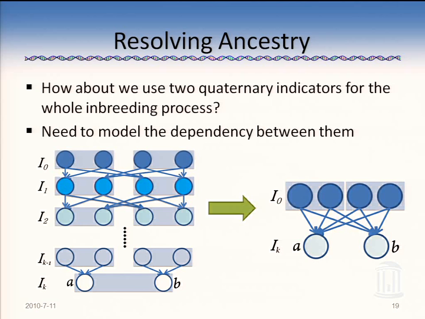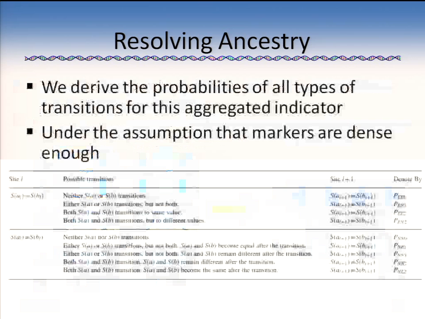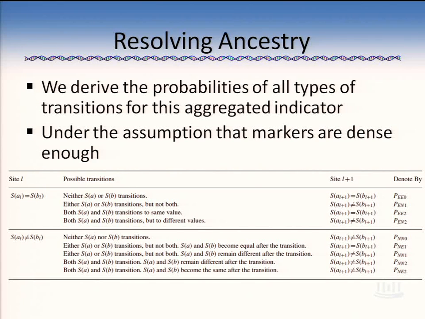So how about indicators for the breeding process? The resulting alleles are not independent. So we need to model the dependency between them because they share the inheritance history until the last genome. To model the dependency between them, we use transitions. So the high level idea of our work is to use an indicator to encode all the information. So we investigate all the possible transitions of this aggregate.